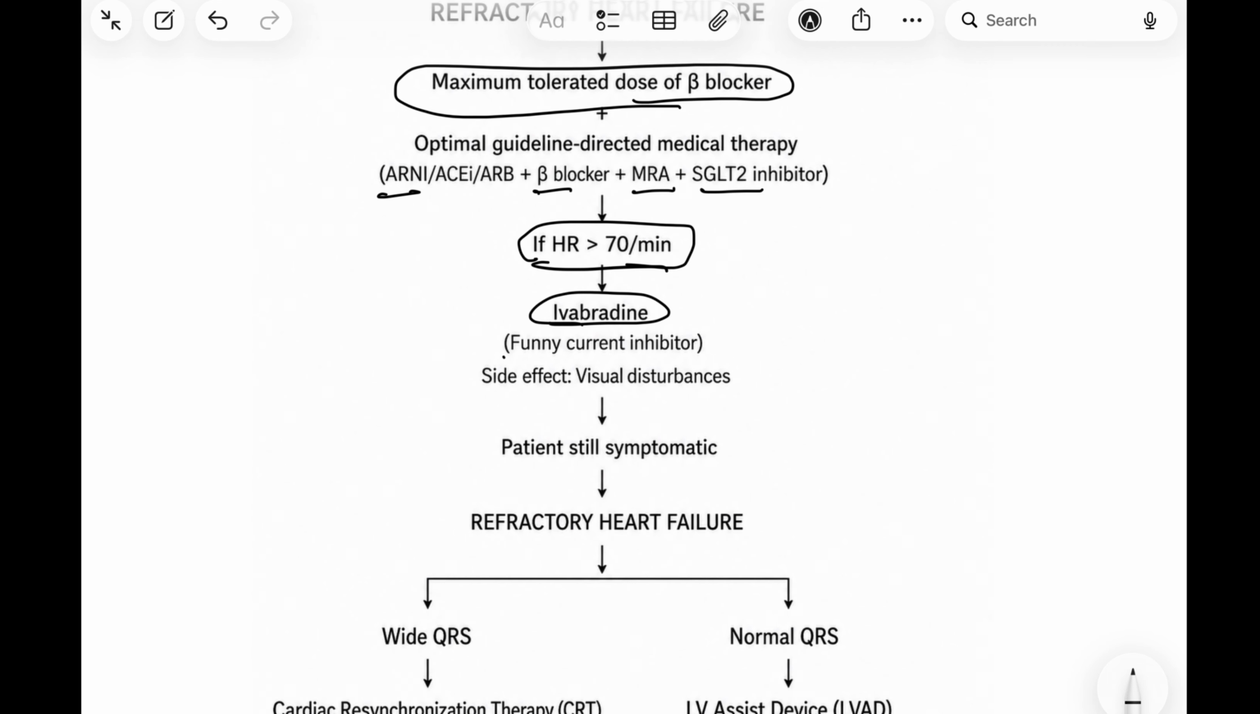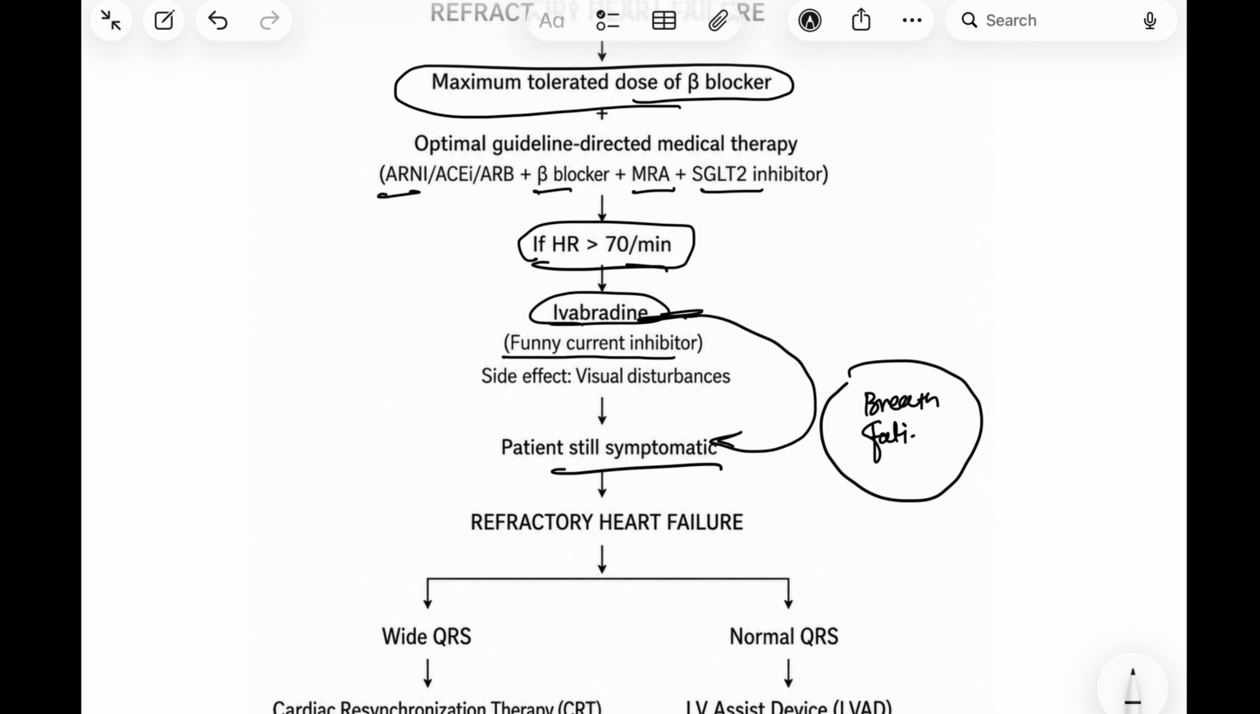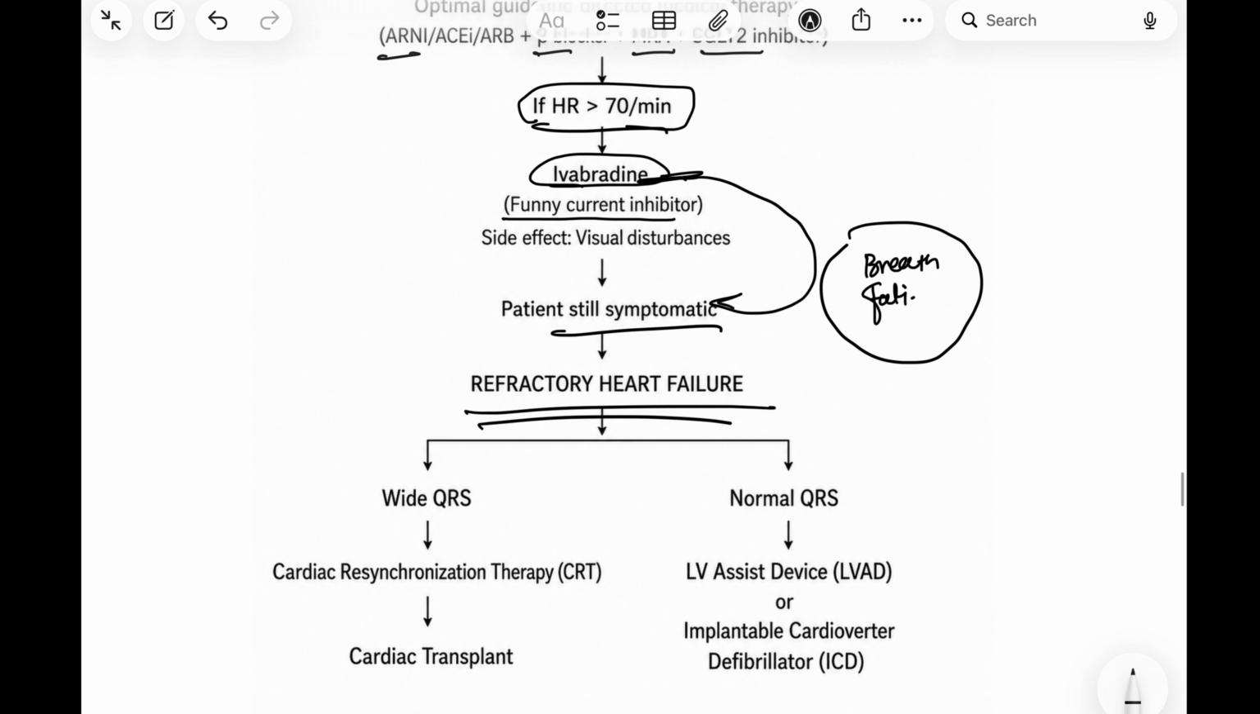Ivabradine is a funny current inhibitor, and even after starting ivabradine, if the patient is still symptomatic, like still having breathlessness or fatigue, then this condition we call refractory heart failure, right? Now, depending upon the width of the QRS complex, we will define the treatment choice for this particular heart failure. For a wide QRS complex, we will start this patient on cardiac resynchronization therapy, that is CRT, and we will also advise the patient for cardiac transplant.